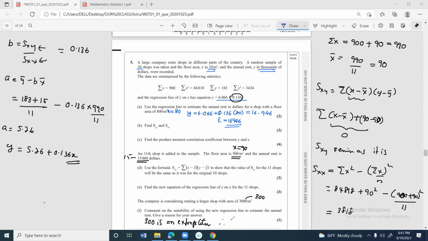Therefore, this might not be suitable. You can see all the values of these ones are just around an average of 90. An average of 90 means 900, but 3,000 will be extremely high compared to the rest of the information in the set. Therefore, it might not be suitable for this. That's the answer we need to write for this question. Okay.